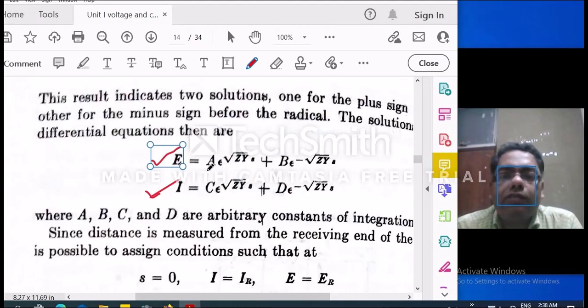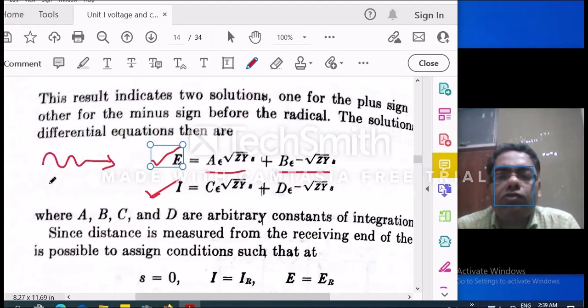So we see that the E has got two parts. The first term indicates the forward traveling wave, that means the wave that is traveling in the forward direction from source to load, and the second term indicates the wave traveling in the backward direction from load to source. So this is the forward traveling wave and the second term is the backward traveling wave.